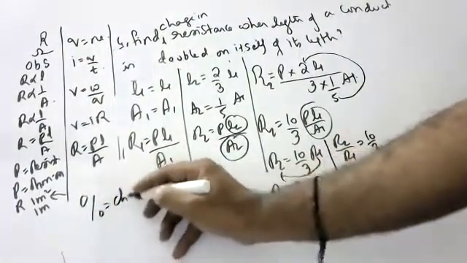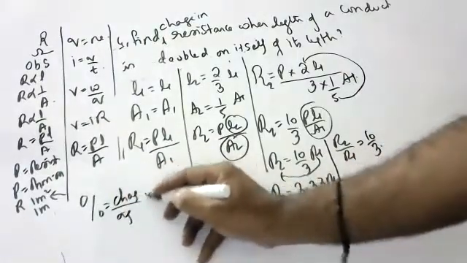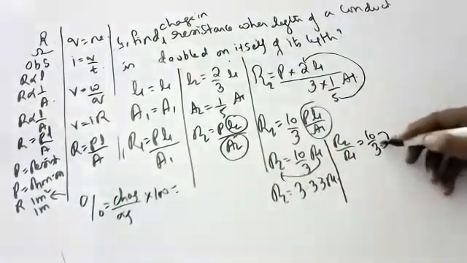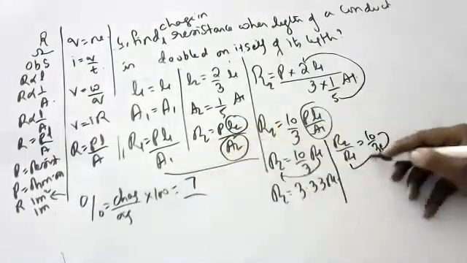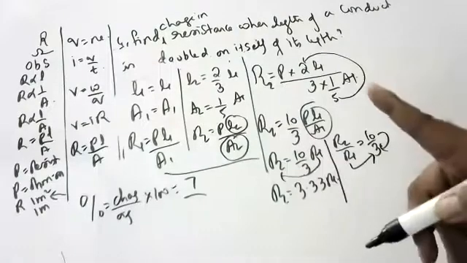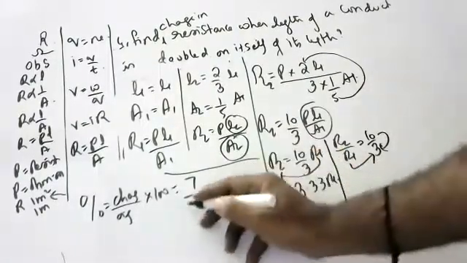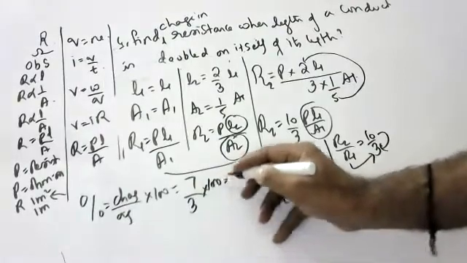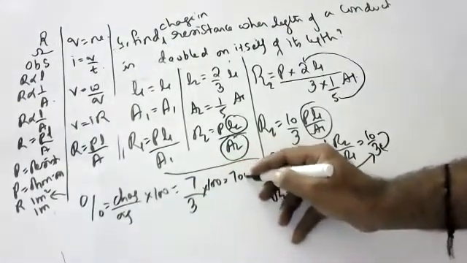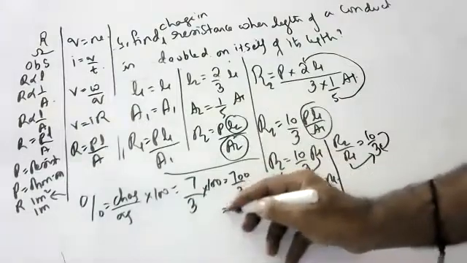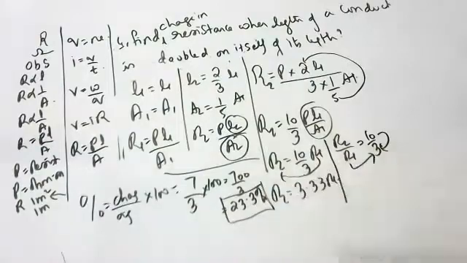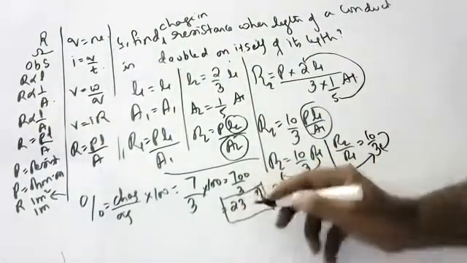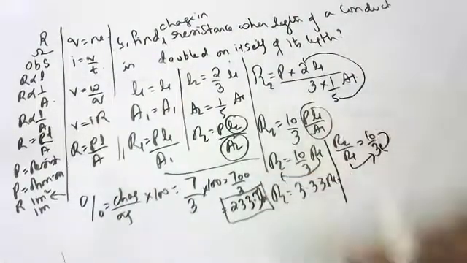Change by original into 100. What is the change? 7 by 3. What is original? R1 is original. So 700 by 3 is how much, children? 3 sixes are 18, 233.3. Sir, 233.3% increase in the resistance.